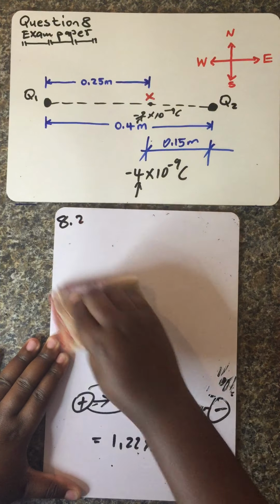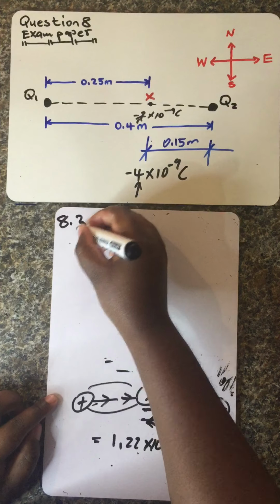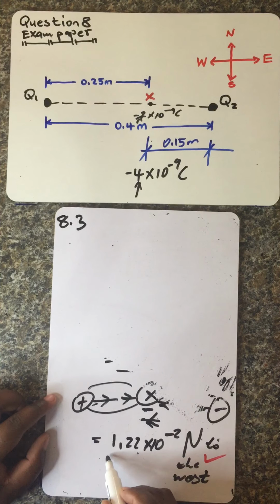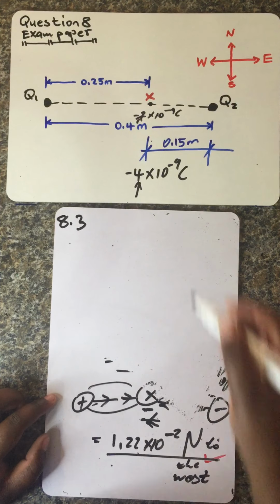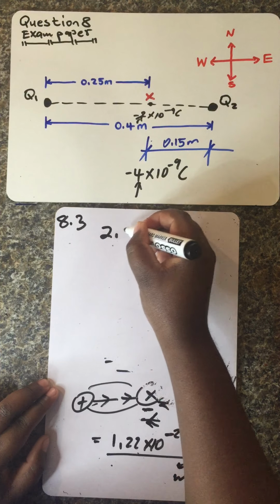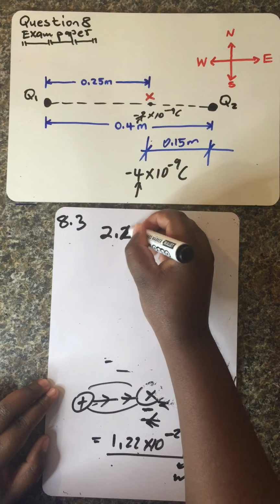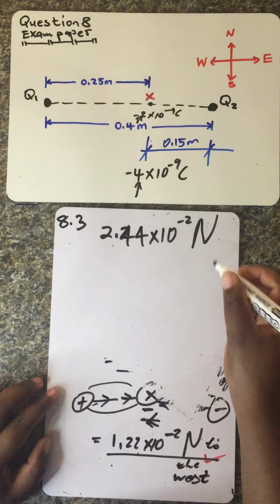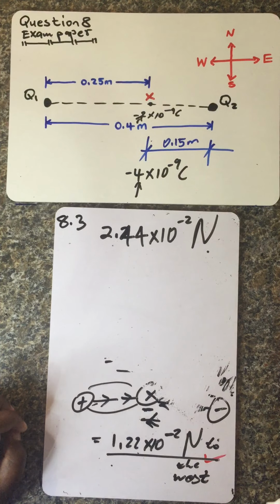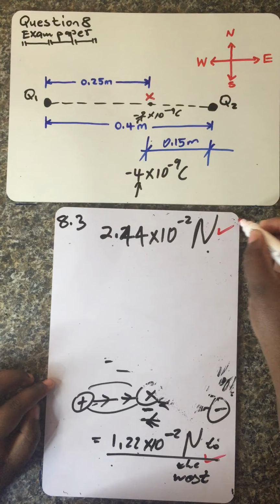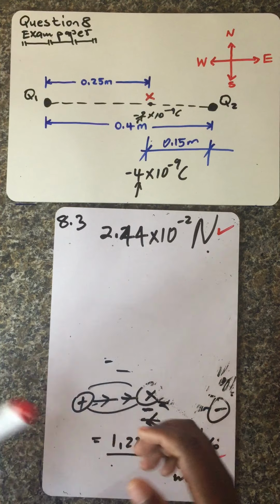Let me just erase this part up to there. So 8.3. Remember, when it was 2 nanocoulombs, the force equals this. Now they increase it by another 2, so the force is going to be 4 times 10 to the exponent negative 2 Newton, same direction. Very, very important, guys. You shouldn't be confused by this type of question. Just check the relationship between what you are given and what they are asking you about.